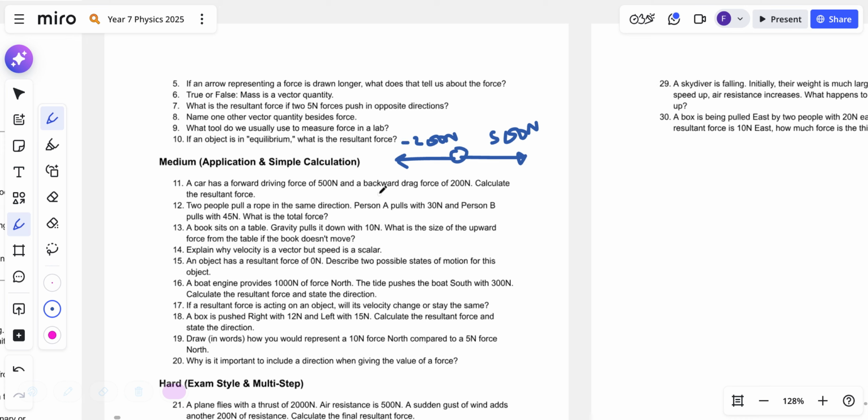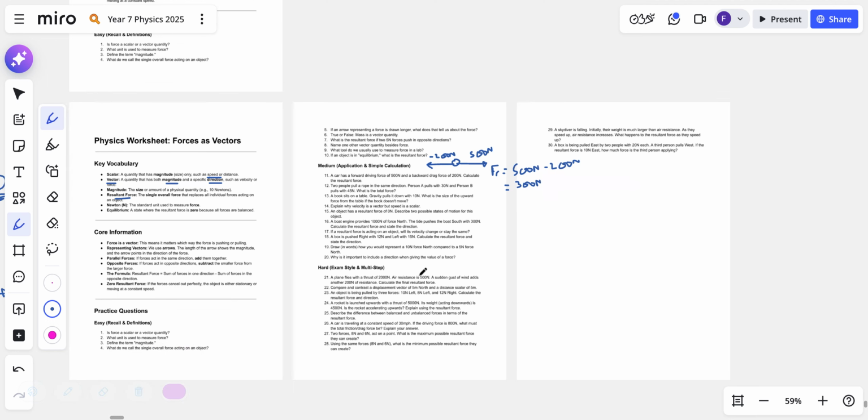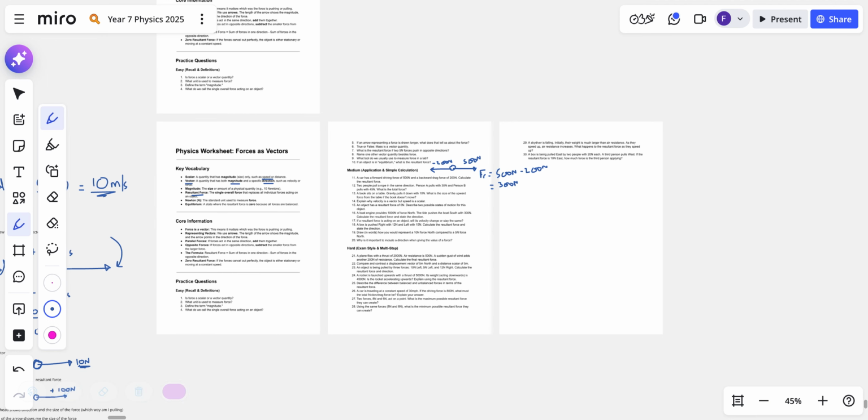So my resultant force equals 500 newtons minus 200 newtons. That gives me 300 newtons. Okay. So I hope that makes sense. And all I'm going to say is, I've spent 10 minutes on this.